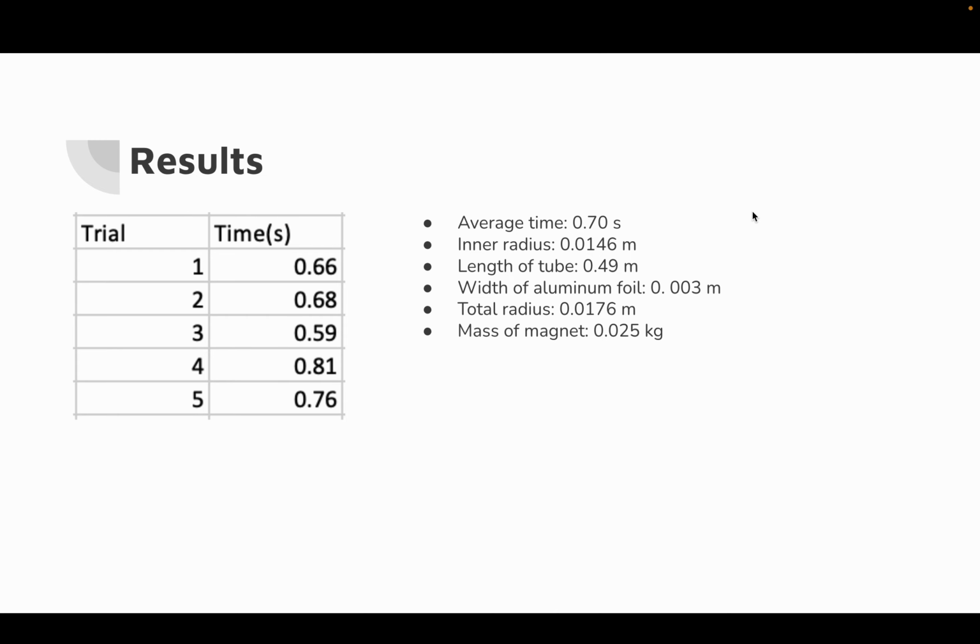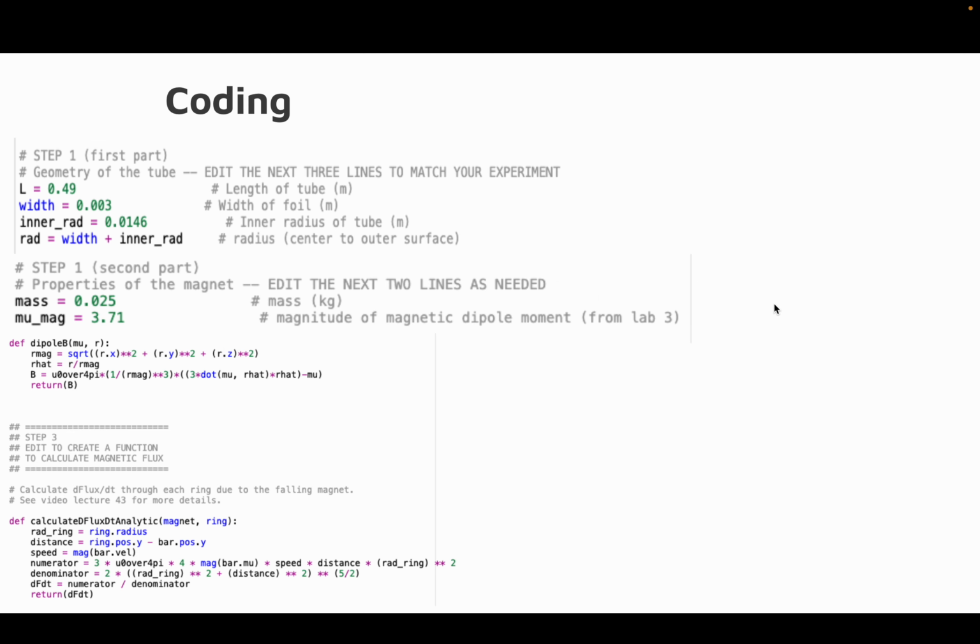So the results that we got, as you can see, the times are kind of all over the place, and the average time was 0.7 seconds. The inner radius was 0.0146 meters. The length of the tube was 0.59 meters. The width of the aluminum foil was 0.003 meters. The total radius was 0.0176 meters, and the mass of the magnet was 0.025 kilograms.